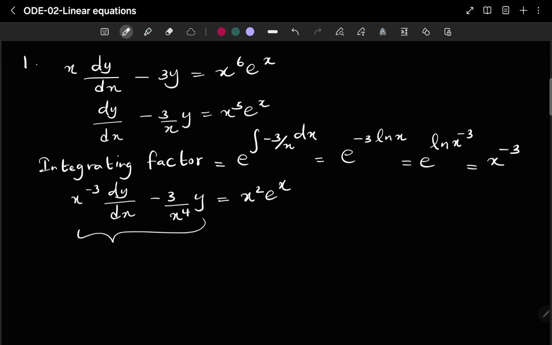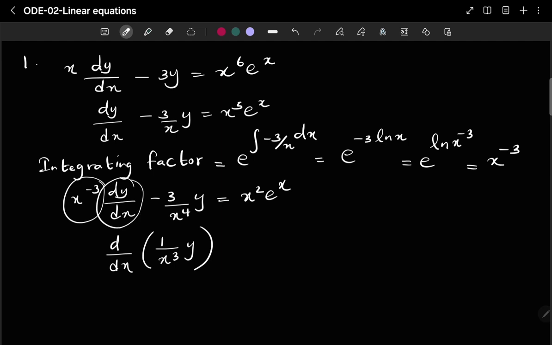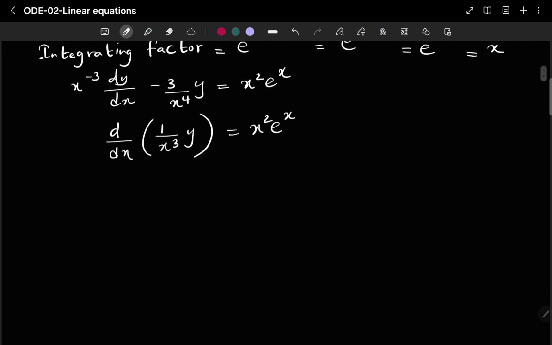Now we can see this is the differentiation of 1 over x to the power 3 times y. We get x to the power minus 3 dy by dx, and we get minus 3 over x to the power 4 and y, and here x squared e to the power x. Then we take the integration of both sides. So we then get x to the power minus 3 y equals the integral of x squared e^x dx.